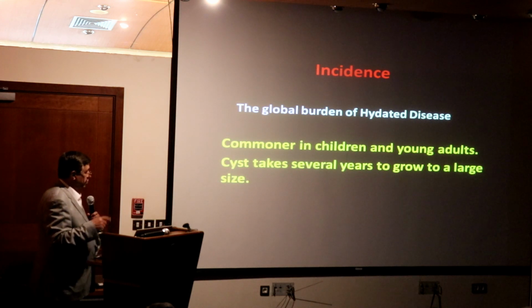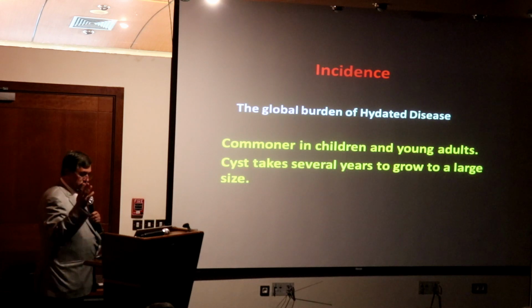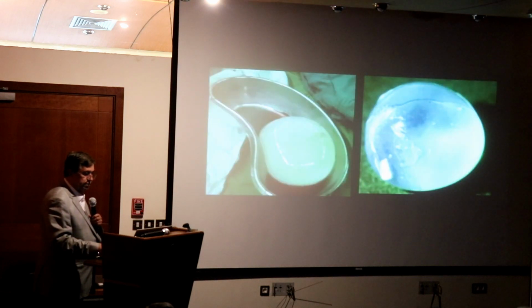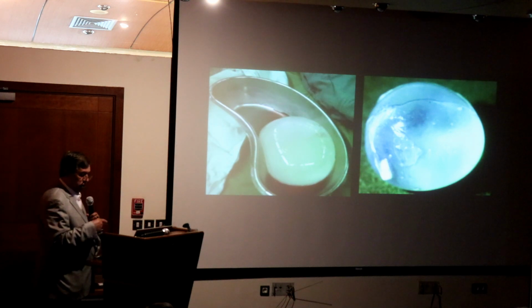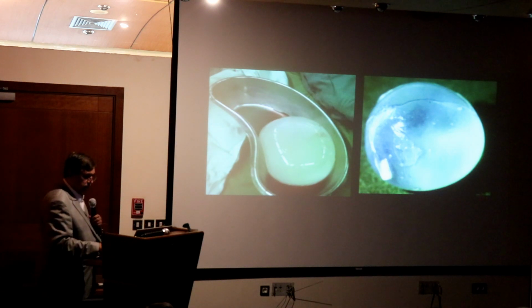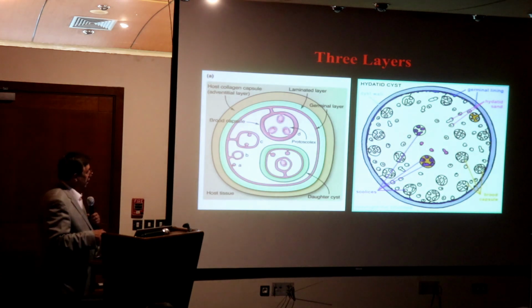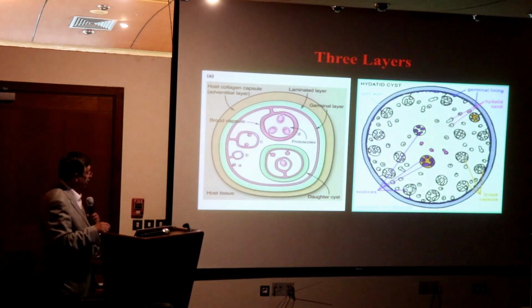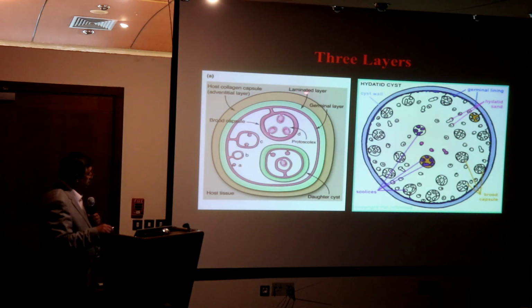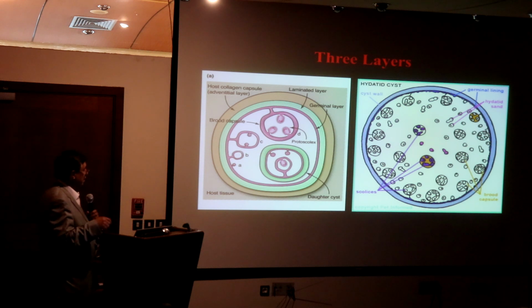And any cyst, whatever it is, takes several years to grow to a large size. So we're talking about our case, which is like this. Remember that this cyst is made of three layers. This is the layer, the brown one, related to the host, i.e. if I have hydatid disease, this is the layer formed by my body. Around these two layers, the laminated layer and the germinal layer.